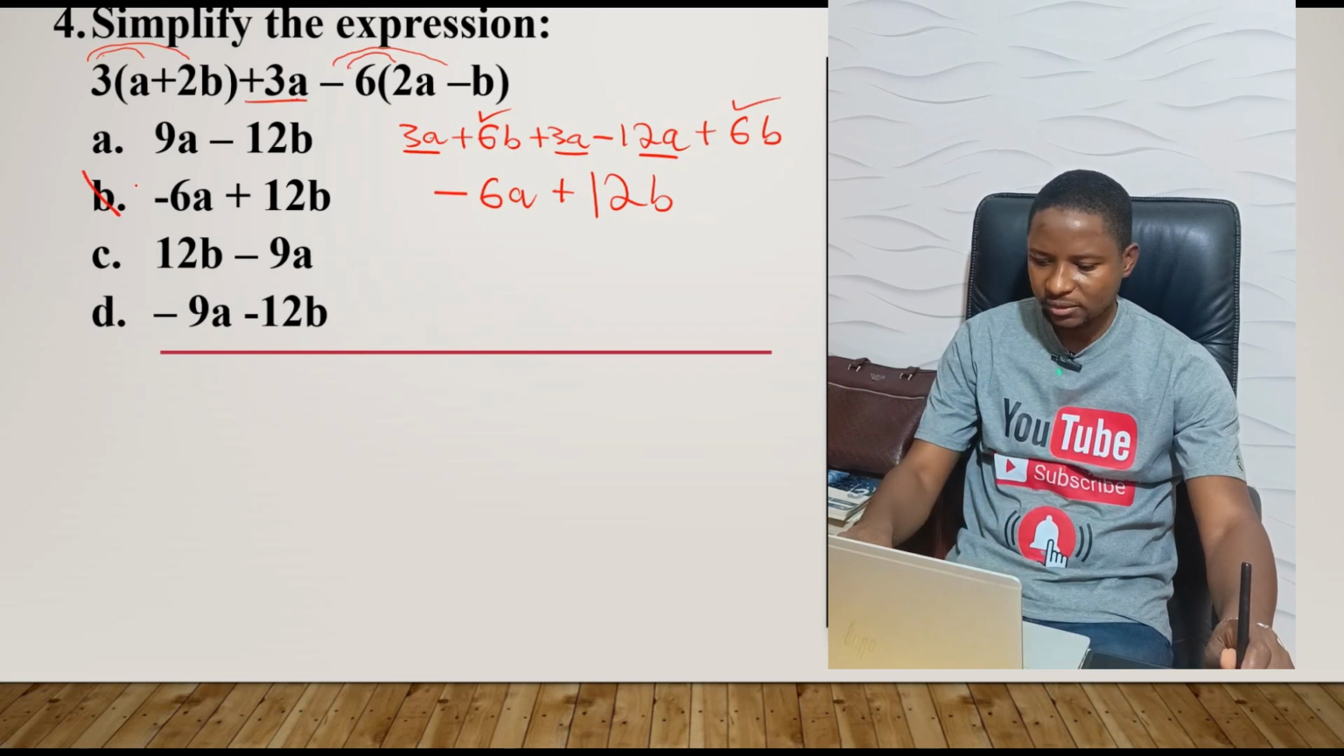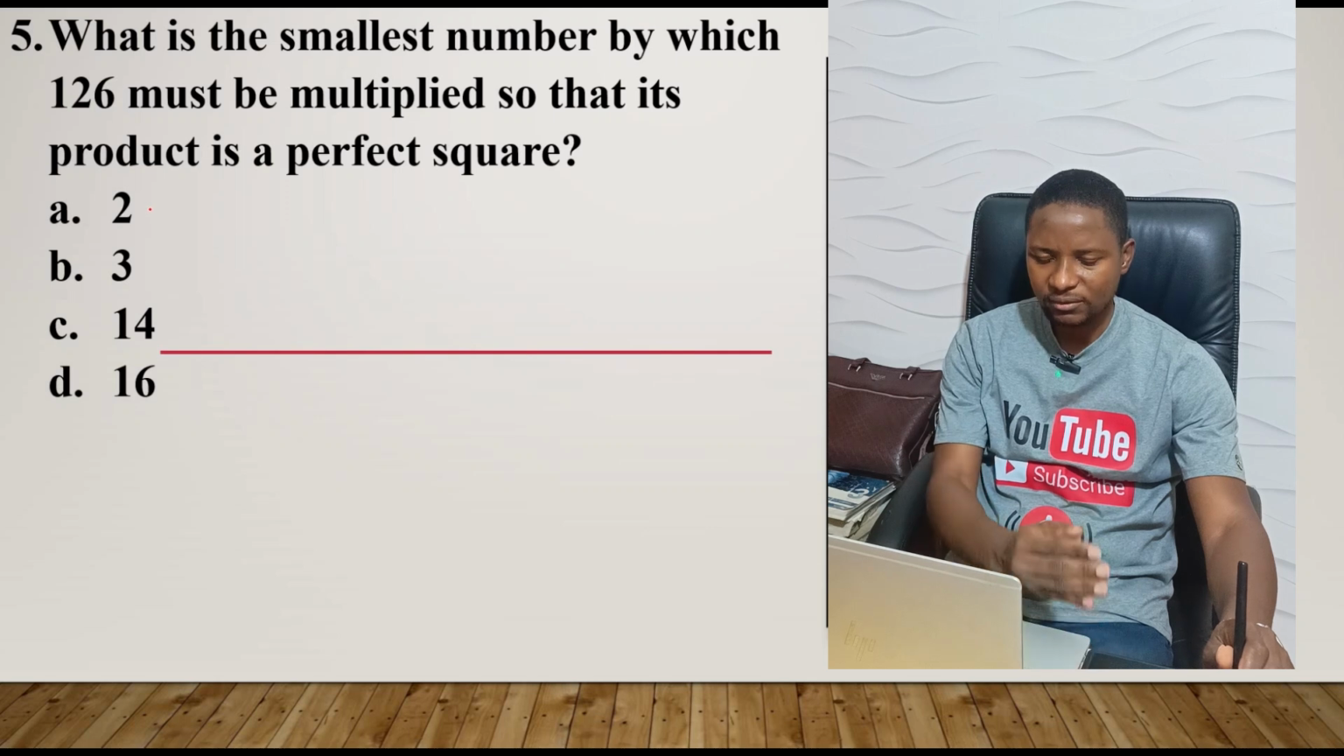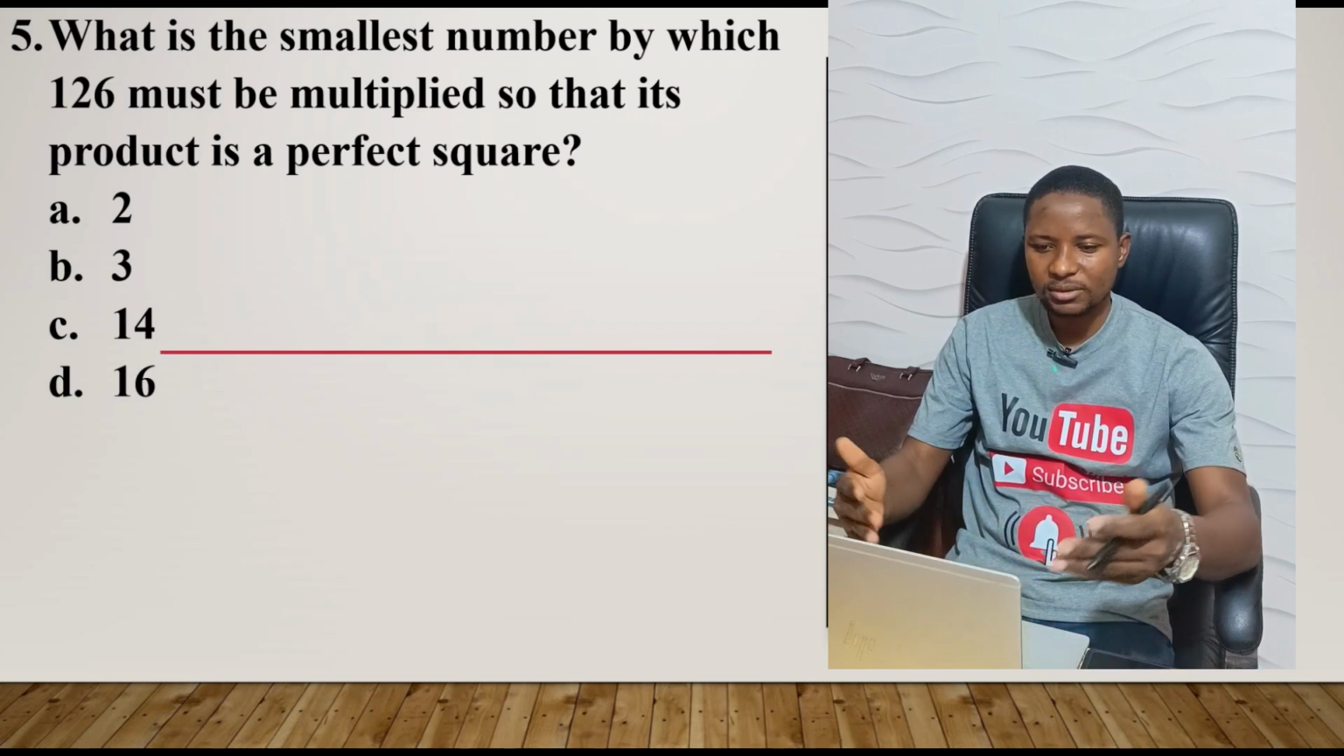Moving on to question 5. What is the smallest number by which 126 must be multiplied so that its product is a perfect square?